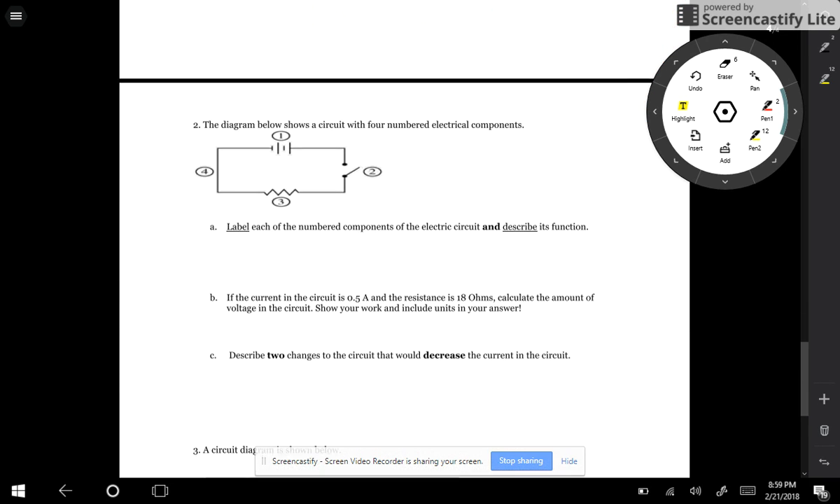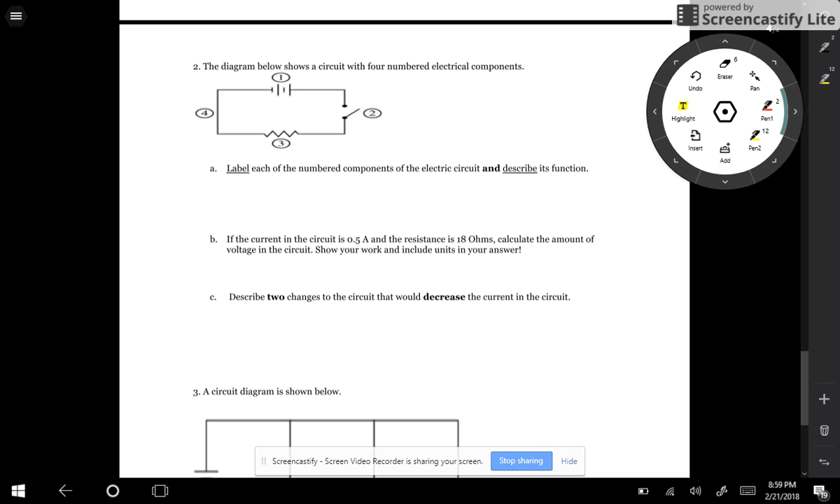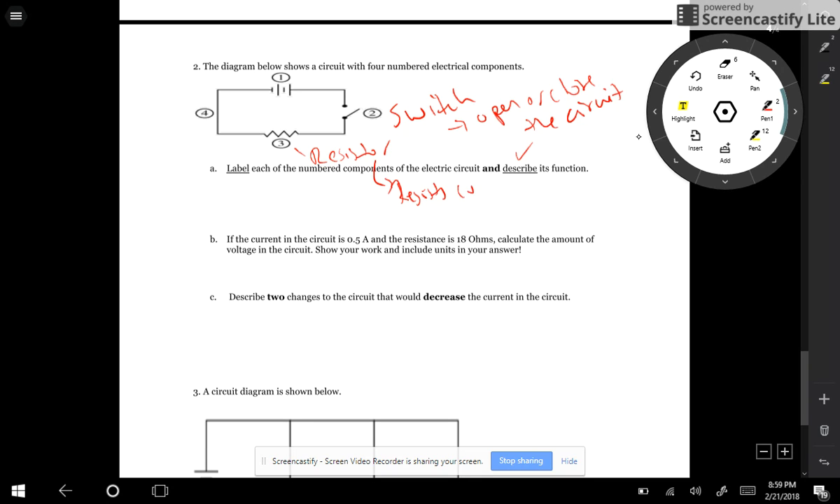All right, number 2, looking at these electrical components, you had to label and then describe the function. A lot of people forgot to write what they do, but you did have to label. Here's our switch. What's it do? Well, we open or close the circuit, right? So that basically could shut things on and off. What's 3? That's our symbol for resistor. What's a resistor? Well, the word resistor, resists, right? This resists current. So it's slowing the flow of current down.